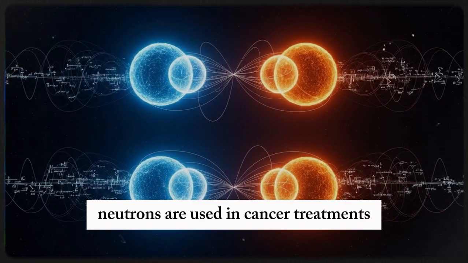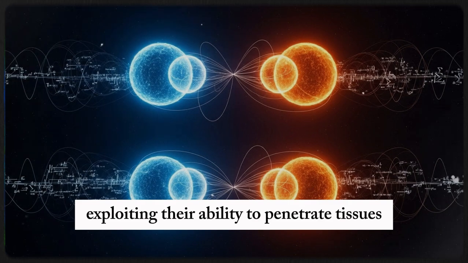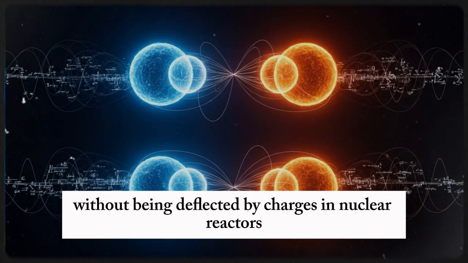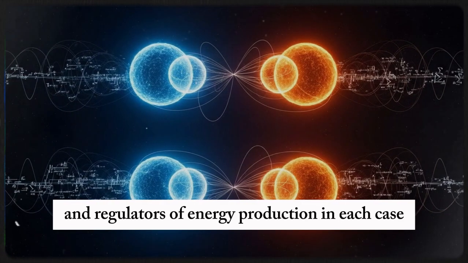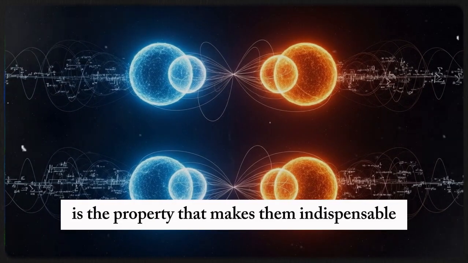In medicine, neutrons are used in cancer treatments, exploiting their ability to penetrate tissues without being deflected by charges. In nuclear reactors, neutrons serve as both catalysts and regulators of energy production. In each case, their neutrality is the property that makes them indispensable.